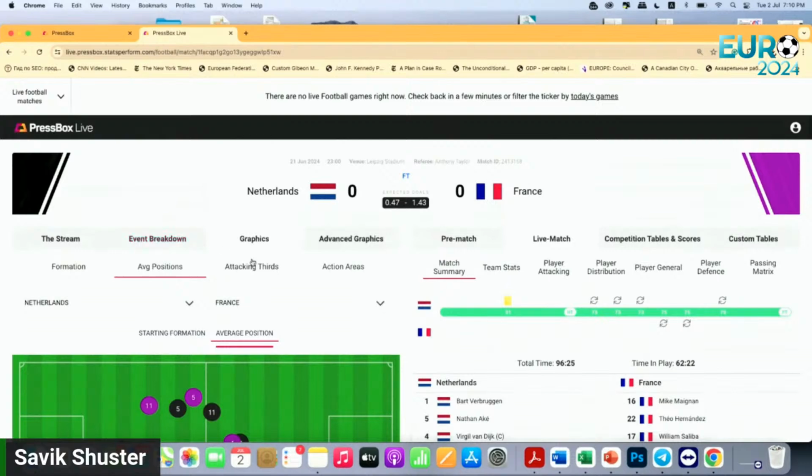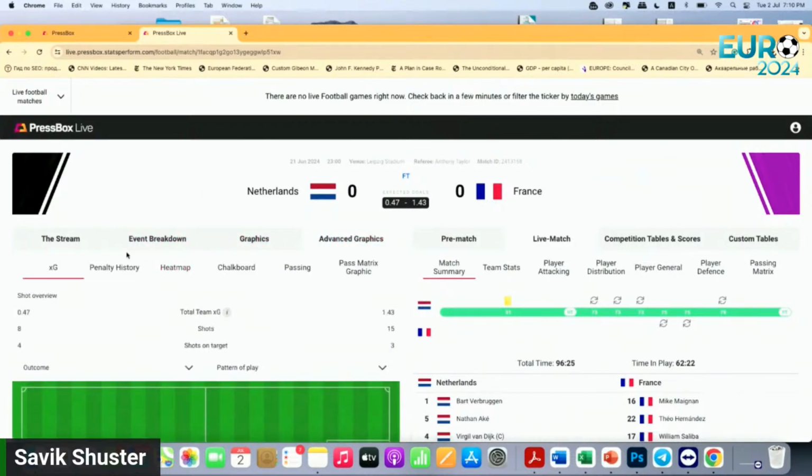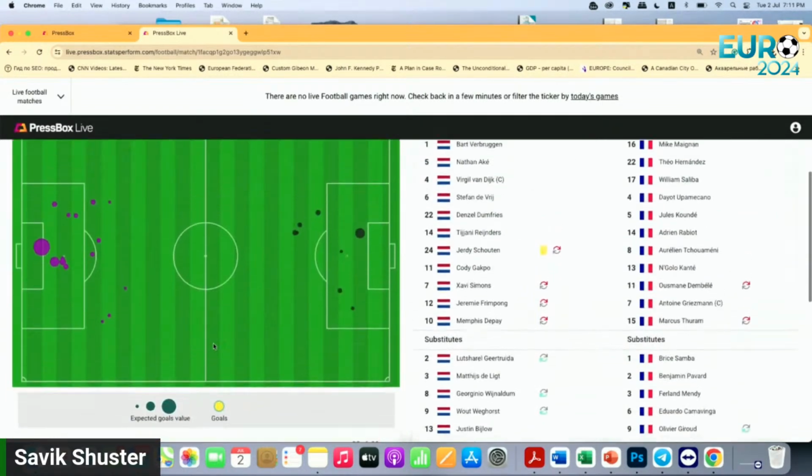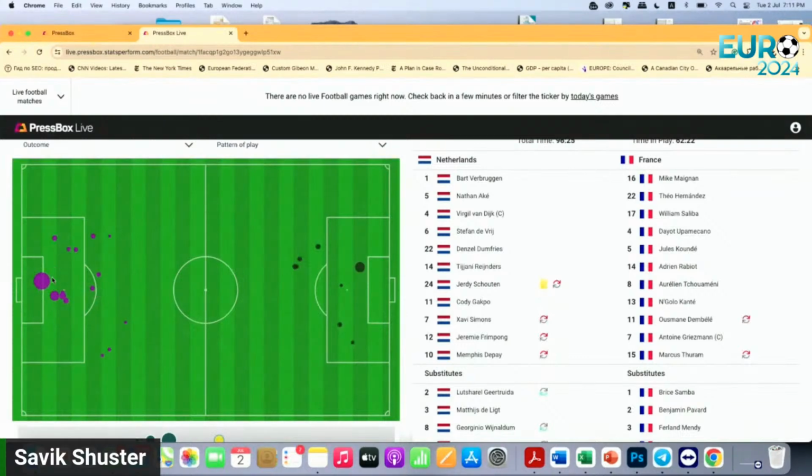Now here again, if we have a look at chances created, the expected goals, France was much closer, especially Griezmann, and Griezmann played a very good game. And the only Dutchman who came closer to a French goal was Depay, the center forward.